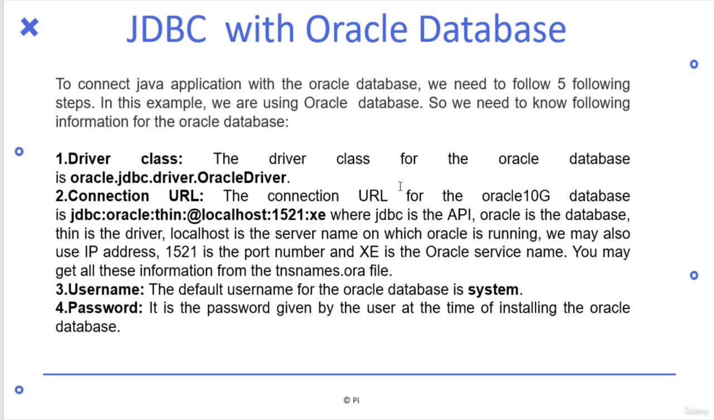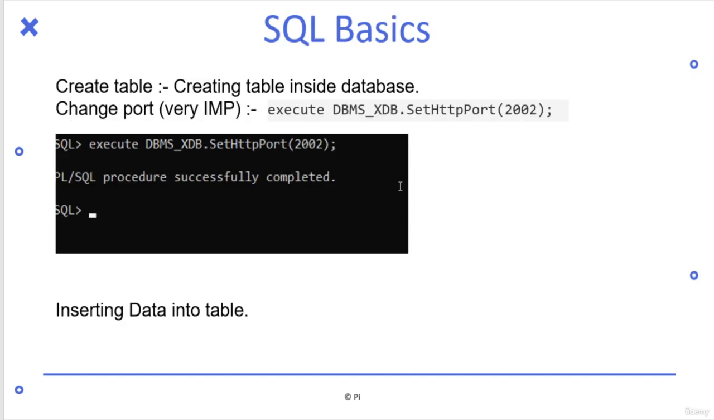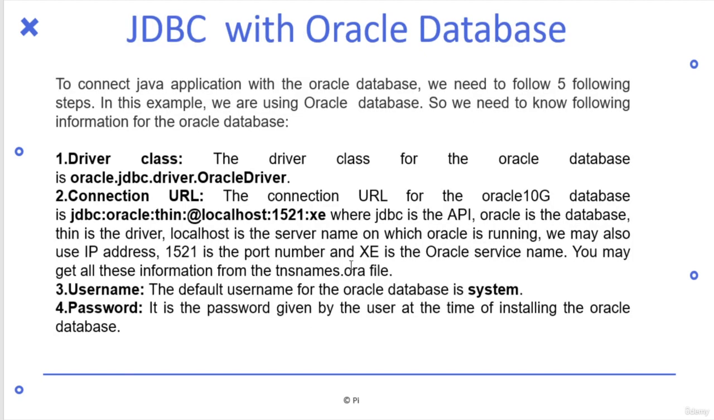Username is very important. Default is system, and I am going to use the default username. You can create your own user and give the password also. Before that, I already told you how you can change the port of the database. You have to execute this to change the port. But always remember, if you change the port, you have to check the tnsnames.ora file for your port number, to change the connection URL also.